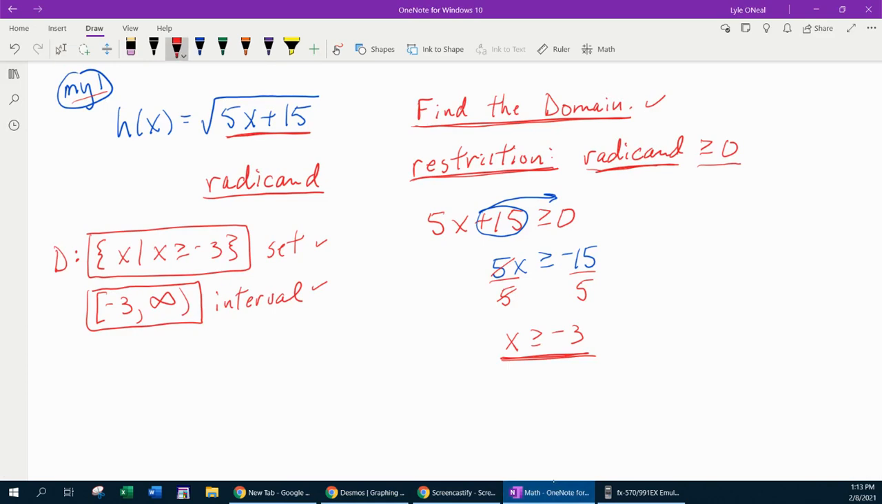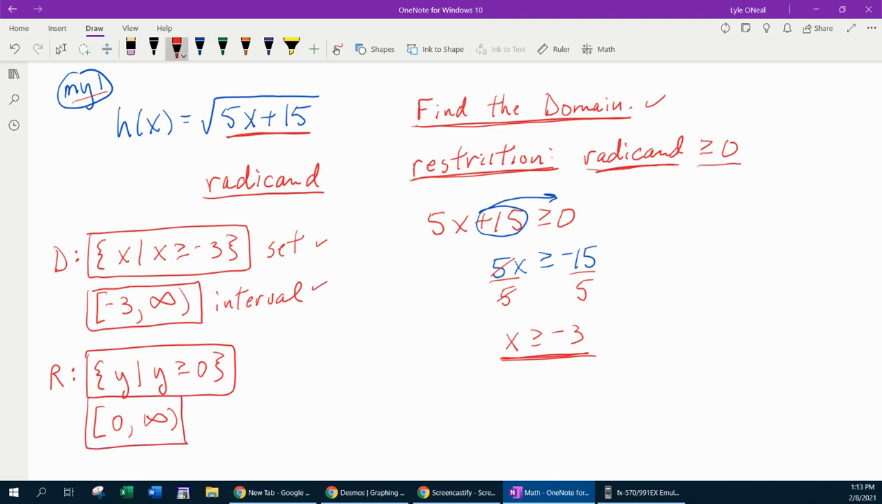And let's go ahead and make a note of that. So the range in set notation would be the set of all y such that y is greater than or equal to 0. Or in interval notation, that would be everything from 0 to infinity. Just in case you needed the range, there it is.